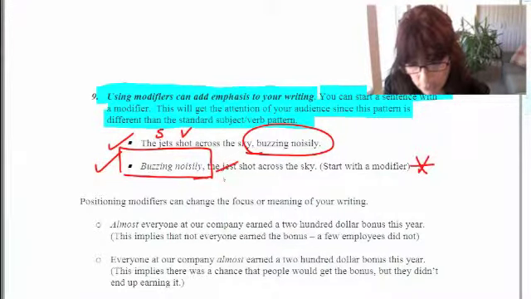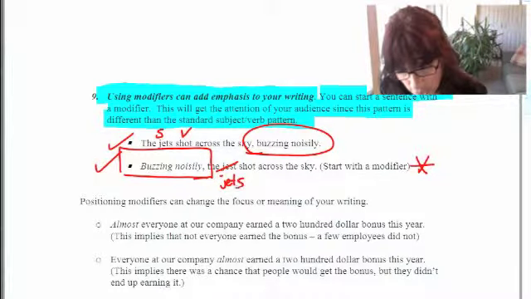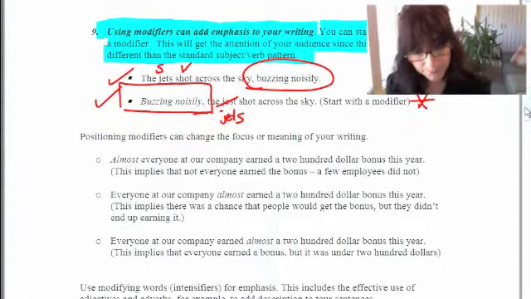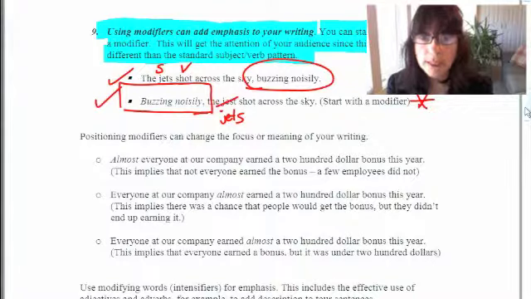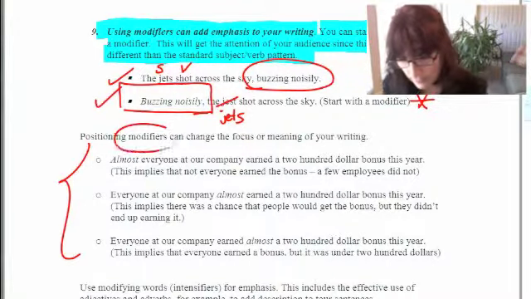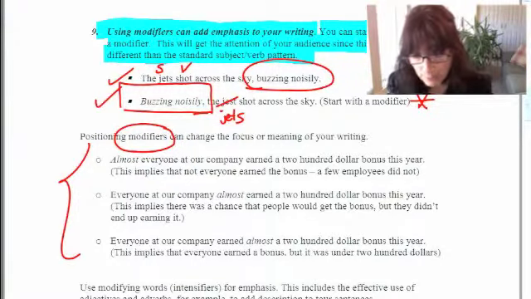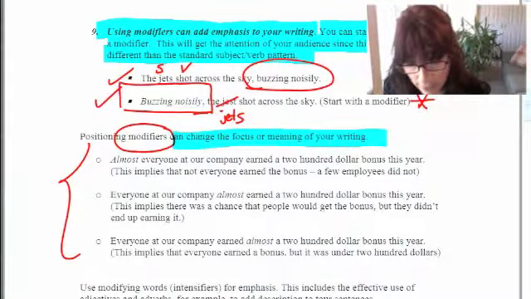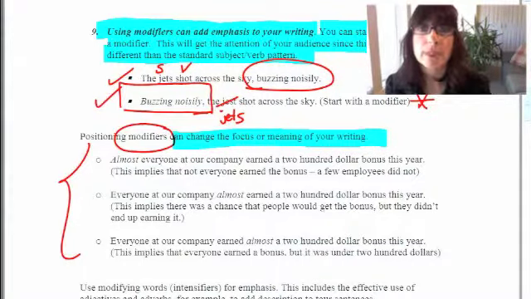And here's your subject here. That says jets. The jets shot across the sky. Positioning modifiers can change the focus or meaning of your writing. Now take a look at this use of the word almost. In these three sentences, almost is used as a modifier, and it has been repositioned differently, and in each case, just from where you put that word almost, one small word, one small modifier, has changed the entire focus of the meaning of your writing.